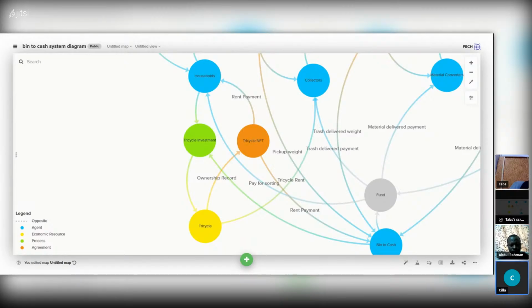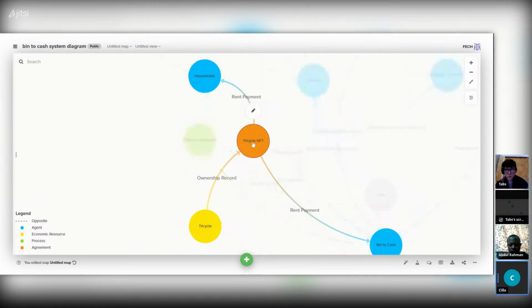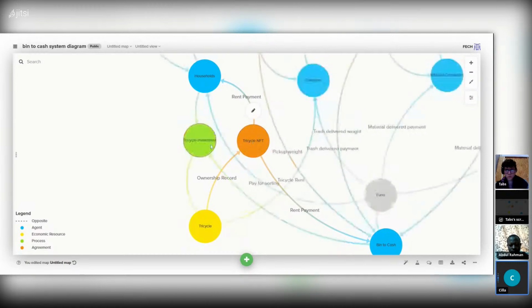Households. Okay, household becomes an investment, and then goes to collection. Okay, yeah, I think it's fine. So then from the contracts, right, where there's the tricycle NFT, goes the payment. Yeah, okay.